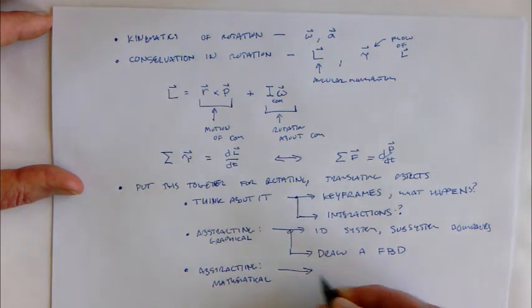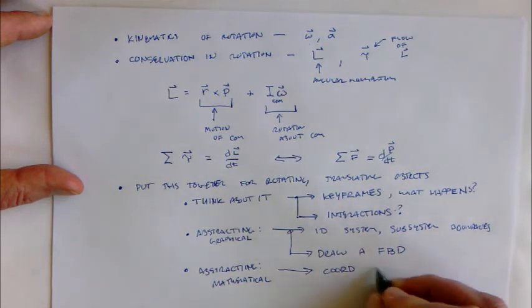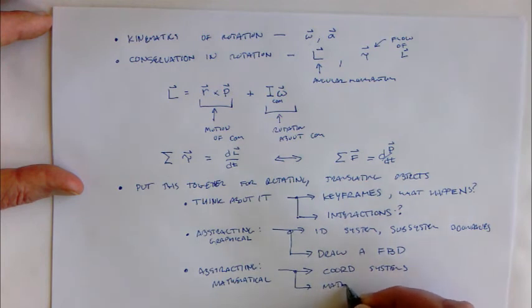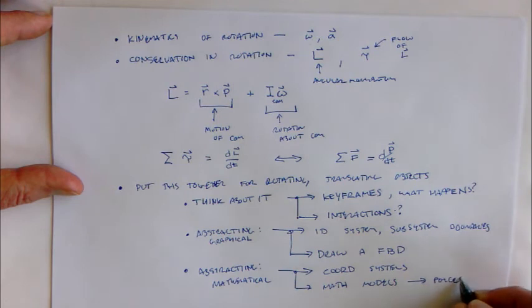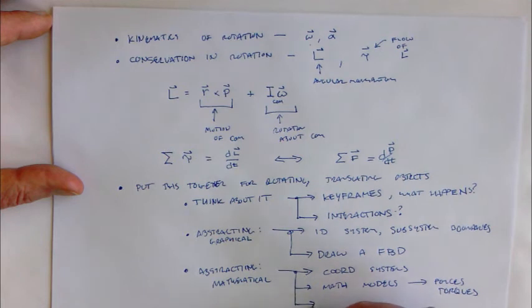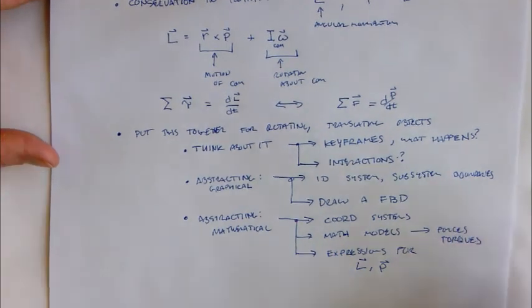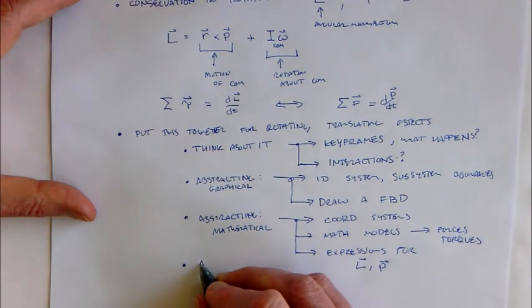Which is to say that we have to decide on a coordinate system or set of coordinate systems that define the situation. In those coordinate systems, we need mathematical models for the forces and the torques. In those coordinate systems, we need expressions for the linear momentum and the angular momentum. And then finally, once we've got that mathematical abstraction done, then we apply conservation.